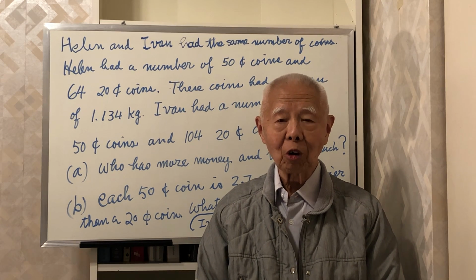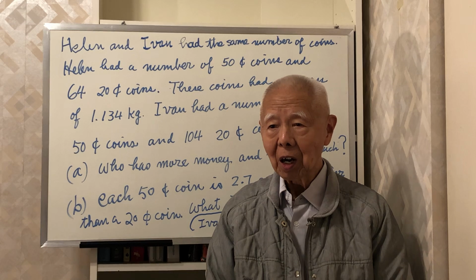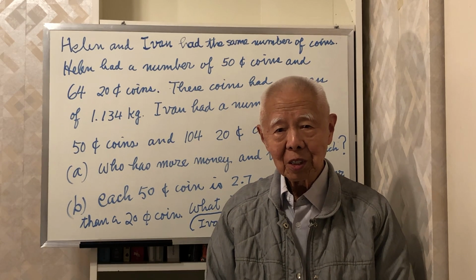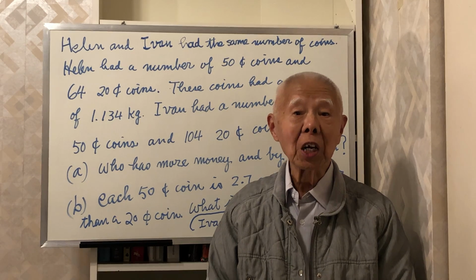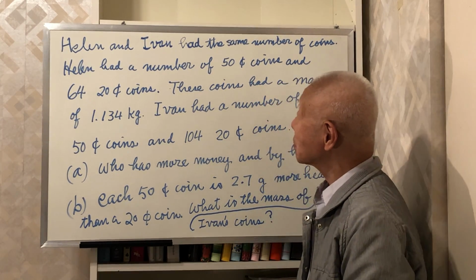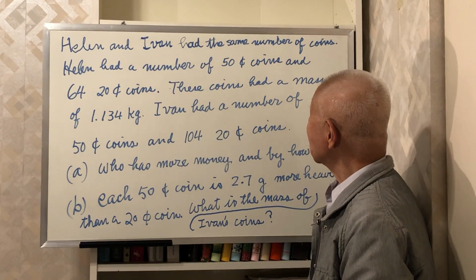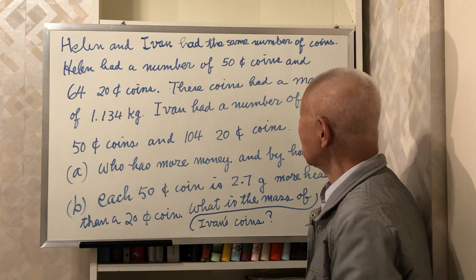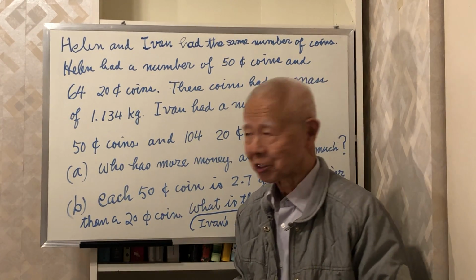Today I'm going to talk about a word problem from a friend of mine in Singapore. Now this word problem is this. Helen and Ivan had the same number of coins. They have the same number of coins.